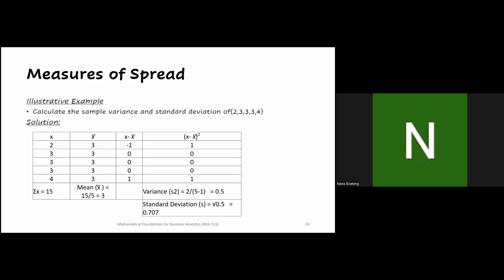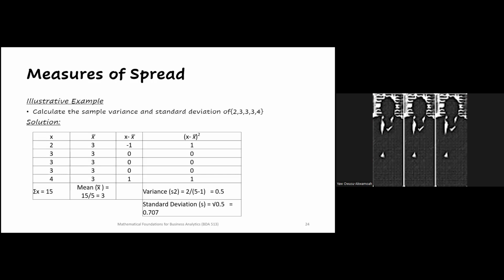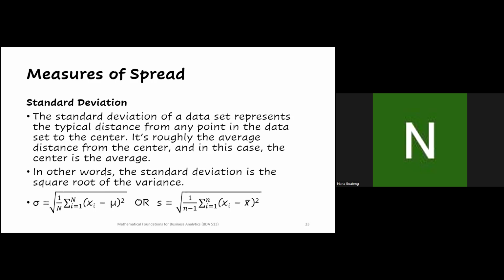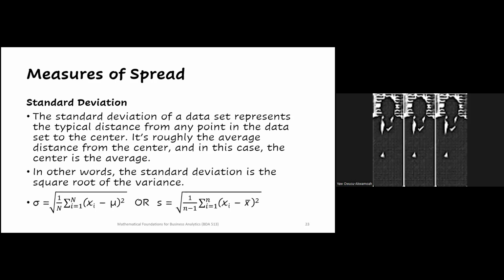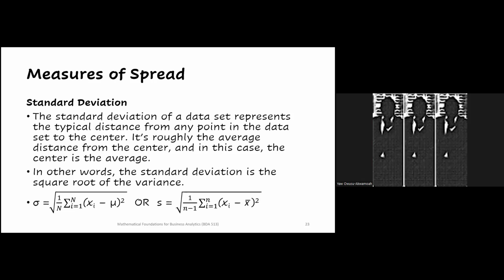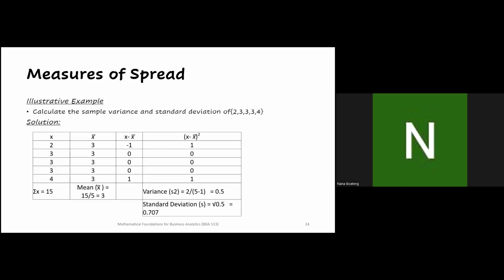Nana, with the formula, I know that the sample formula says it should be divided by the total sample number minus 1, that's n minus 1. Why the minus 1? Because it's an estimate. So that's why we do n minus 1. Okay. Thank you.